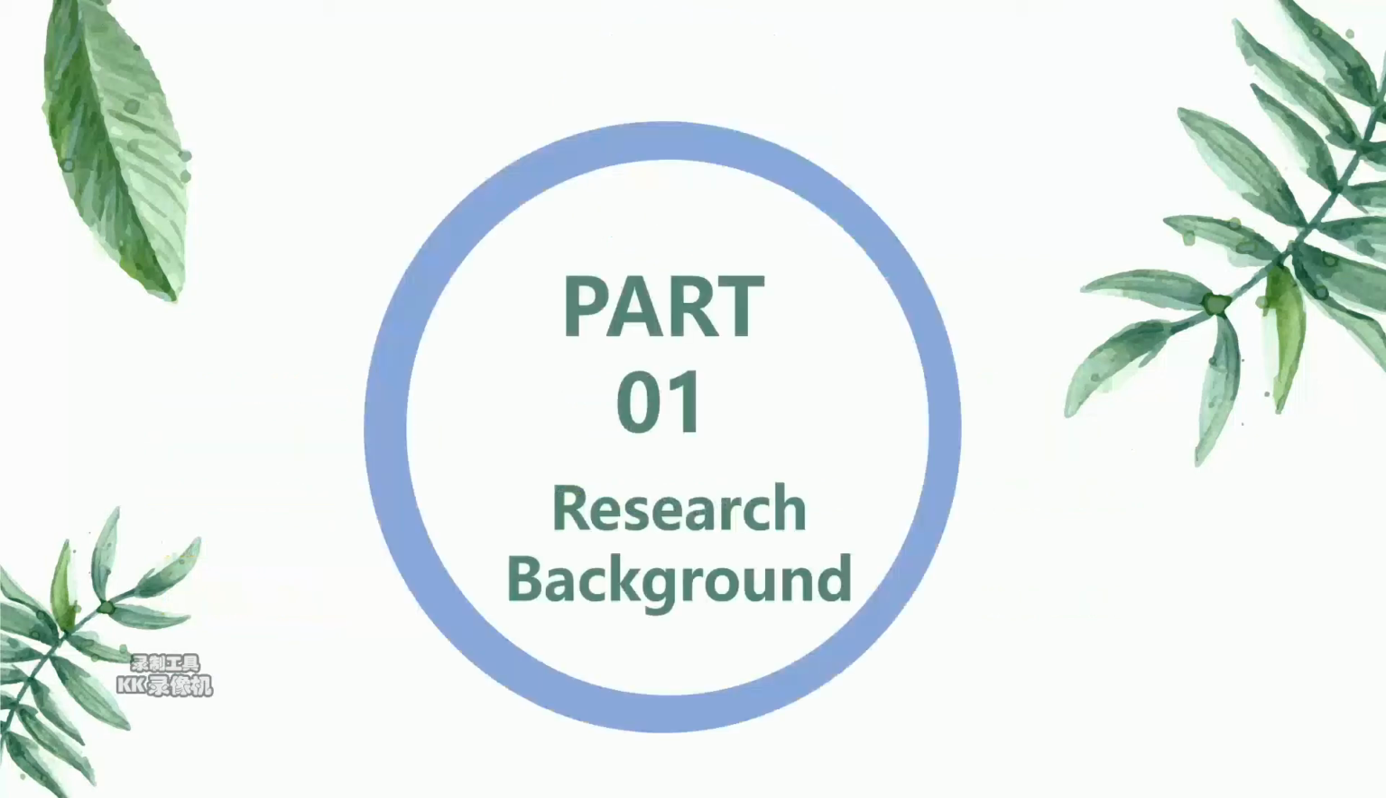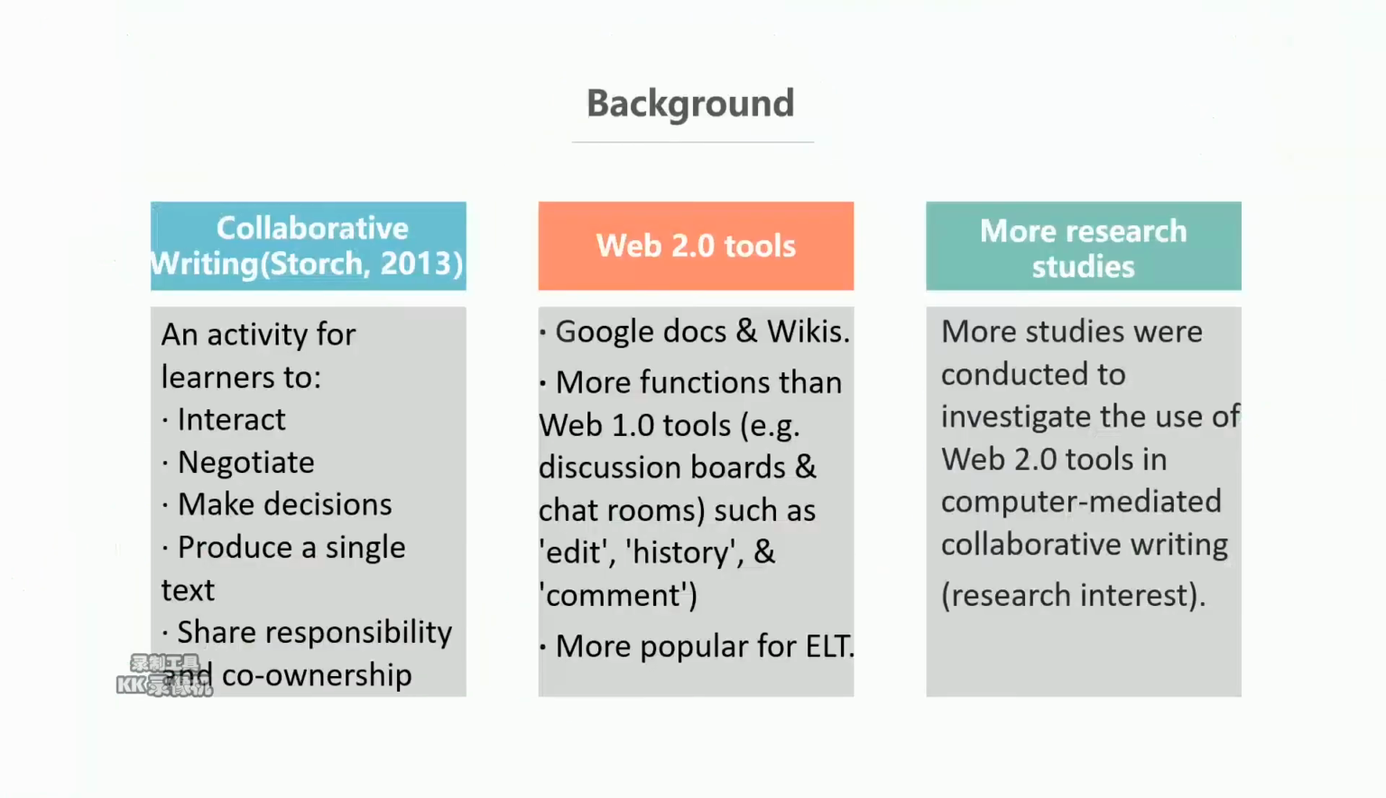First, to introduce the research topic, the study gives a general definition of collaborative writing. That is, it is an activity where students can interact, negotiate meaning, and make joint decisions throughout the writing process and produce a single text with shared responsibility and co-ownership. Second is about the research context.